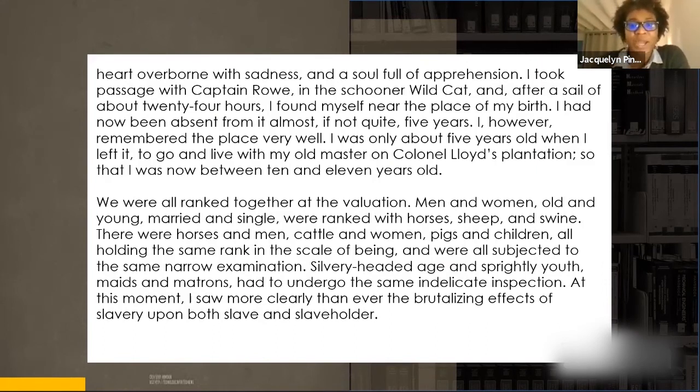Silvery-headed age and sprightly youth, maids and matrons had to undergo the same indelicate inspection. When you think about animals being inspected, right? Imagine that happening to you. And try to visualize, right? At this moment, I saw more clearly than ever the brutalizing effects of slavery upon both slave and slaveholder.